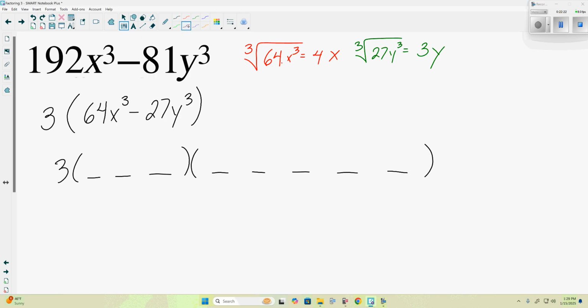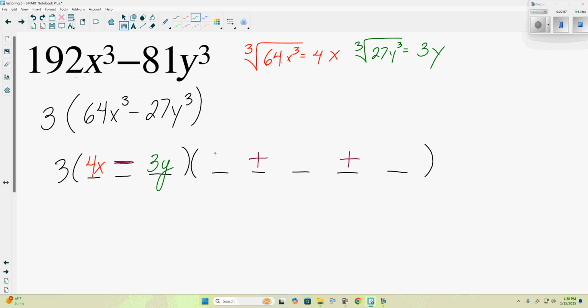Our signs are going to be the same, opposite, always end on a positive note. So the same is minus, opposite is going to be plus, always end on a positive note is going to be plus. So let's deal with our first term, our 4x. So we have 4x, and then the other spot we're going to have 3y.